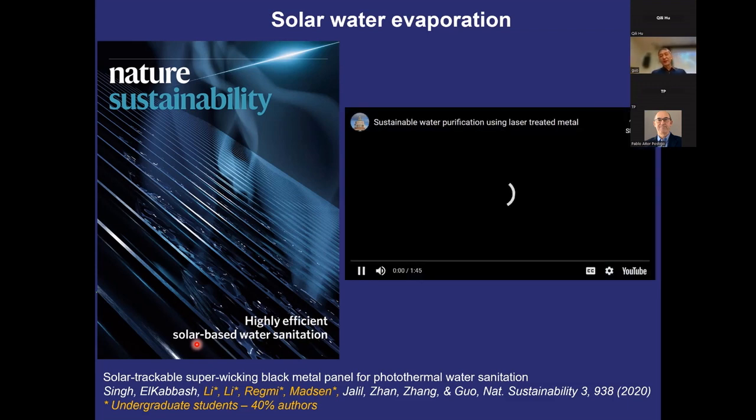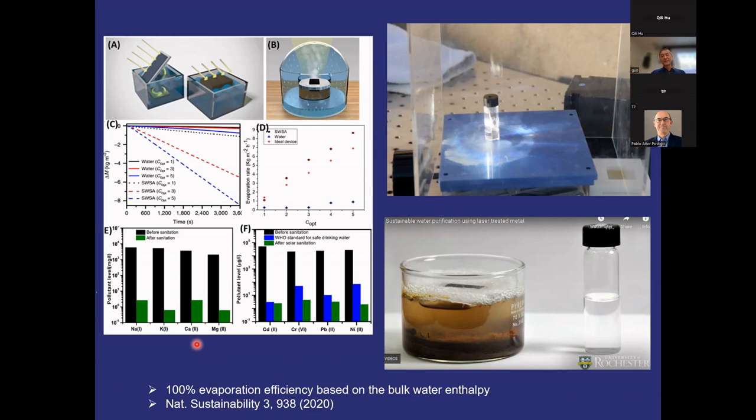So let me jump ahead and show you. Here's the water in this tube, and the solar light comes in and focuses on this. There is a piece of material here.